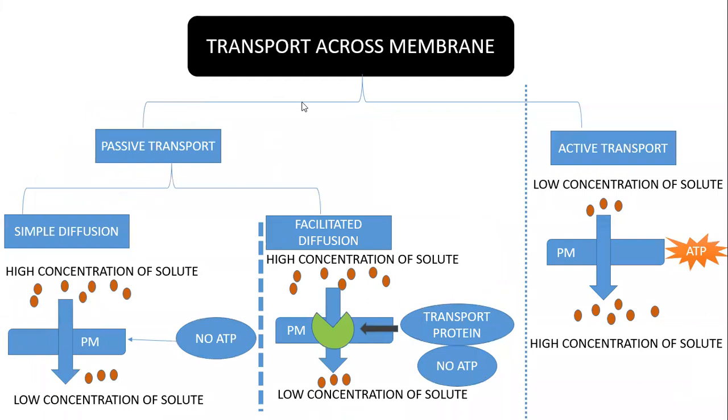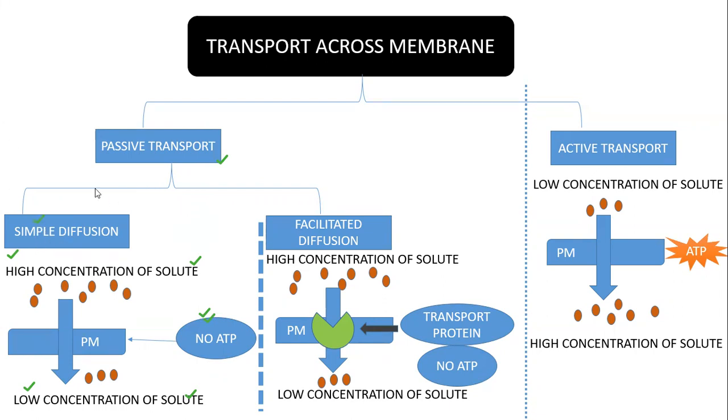Now there are basically two types of transport that I have already described previously: active and passive transport. So what is the meaning of passive transport? Passive transport basically means the transport of solute from high concentration to low concentration. Where the solute is present in high concentration, it will pass the plasma membrane towards where the solute is of low concentration. The main feature of passive transport is that no ATP, no energy, is required for passive transport to occur. Now there are two types.